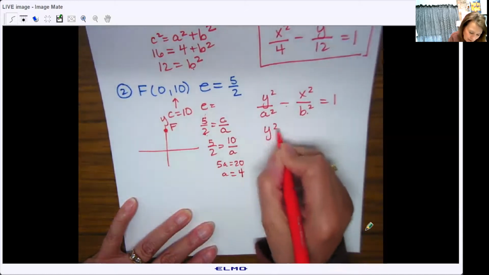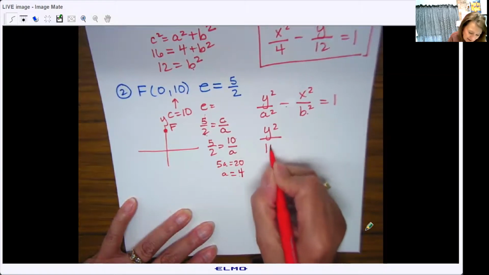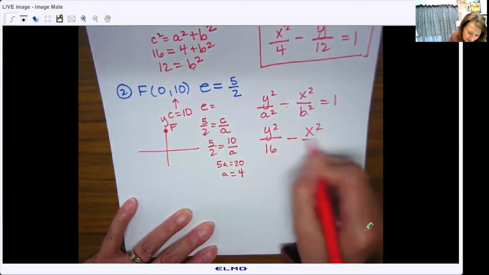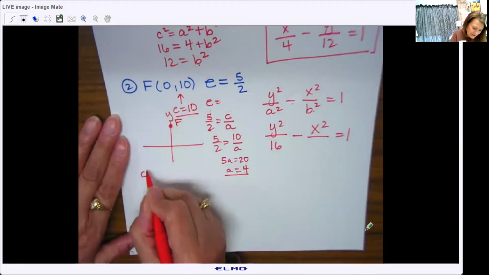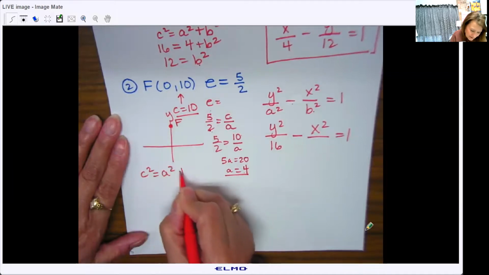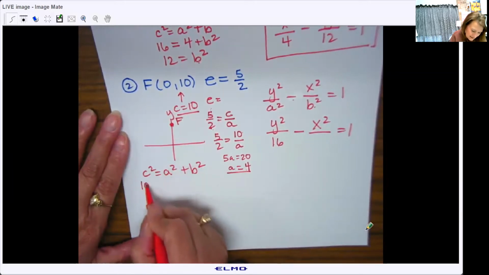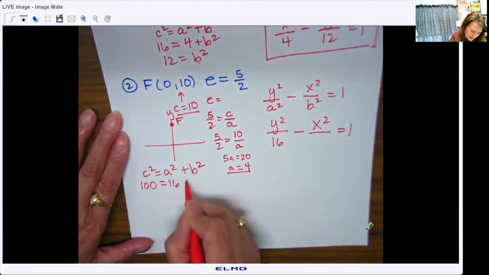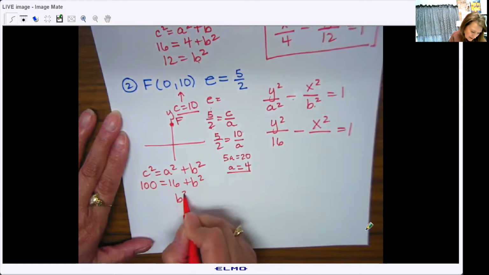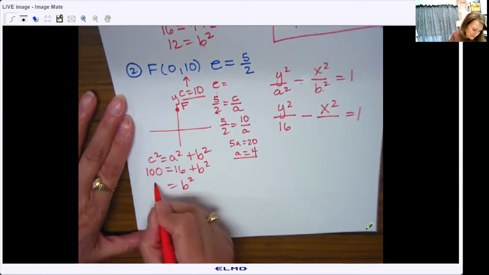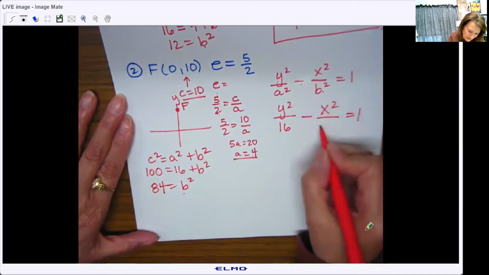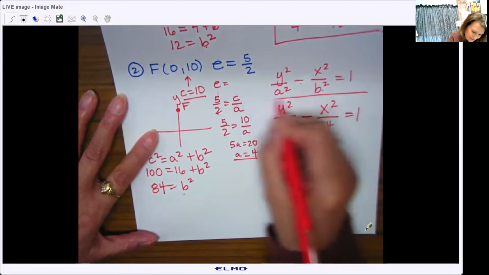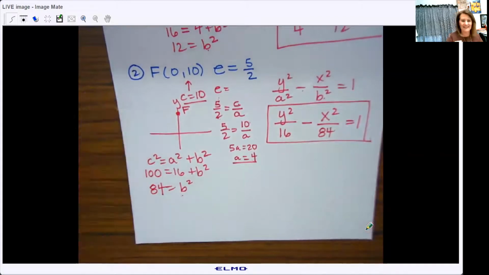So we know it's y squared over 4 squared, which is 16, minus x squared. We just got to find b. Let's see. We know a and we know c. We know that c squared is equal to a squared plus b squared. Let's plug these in. 100 is equal to 16 plus b squared. It looks like b squared is equal to, subtract the 16, we get 84. I can stop there because b squared is 84. It's just much easier to go backwards like that. There's the equation of the hyperbola.